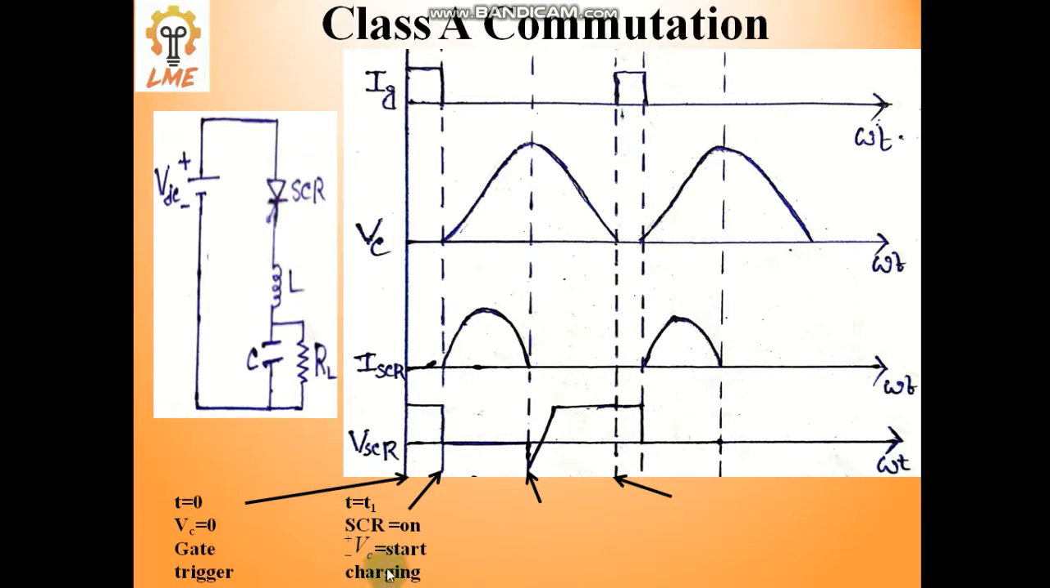So in this way, what will happen? When the current passes through these two terminals, the capacitor starts charging with a polarity. What is the polarity? When we write VC upper positive, lower negative, this upper plate goes to positive and the lower plate goes to negative. In this way, the capacitor starts charging.